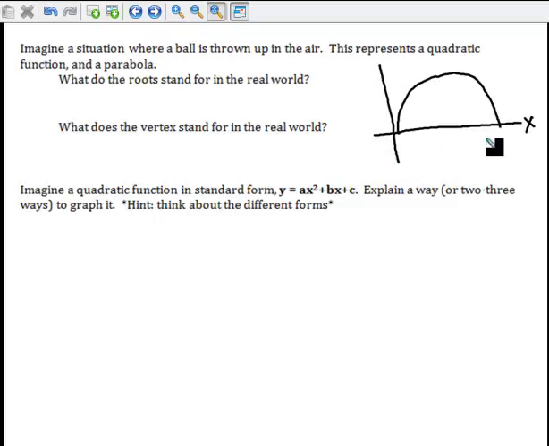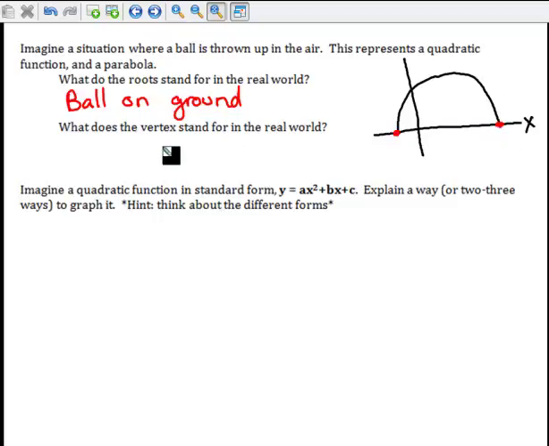The y-axis can move. If let's say I start right here, then the ball is being thrown up from where? The ground. If I start my y-axis here, then the ball is being thrown after being moved up, or above the ground. So in this situation, what do the roots stand for in the real world? Our roots would be right here and right here. That would be where the ball is on the ground, or at the 0 level, because whatever we're measuring here in height in inches or feet, we're at 0 when we have those roots.